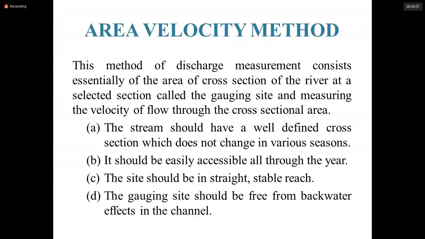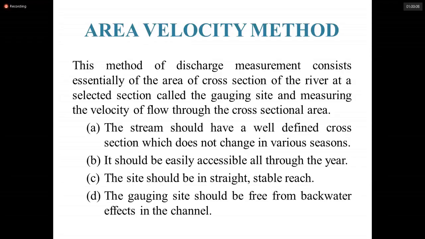So there are two types of techniques used, the direct and indirect method. Under the direct method, there are many methods. We will discuss the area velocity method. This method of discharge measurement consists essentially of measuring the area of cross-section of the river at a selected section called the gauging site and measuring the velocity of flow through the cross-sectional area.